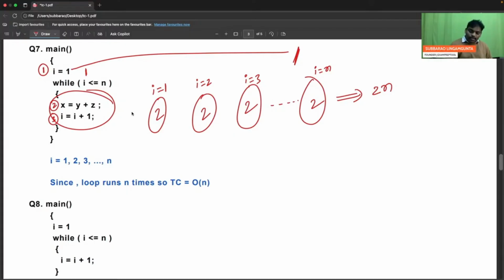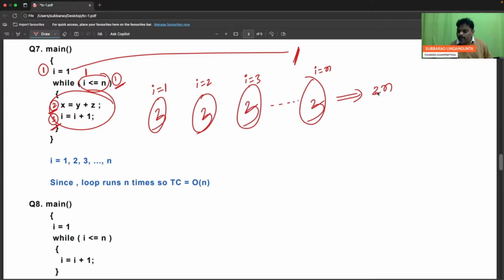Some people are asking, sir, this is also executing. Okay, count that also. Every time three statements are executing. This also executing, this also executing, this also executing. Every I value, three statements are executing.